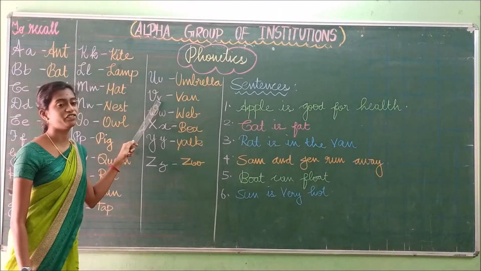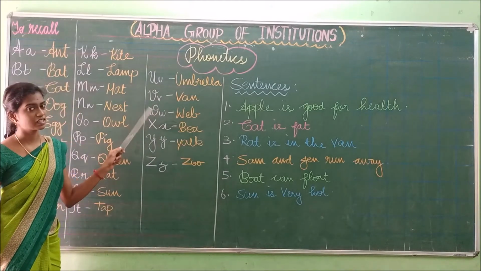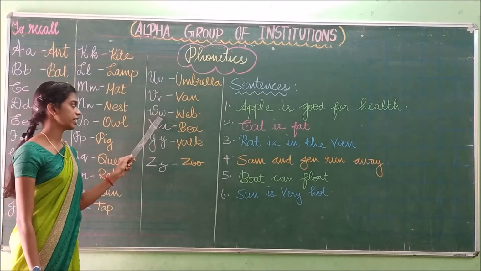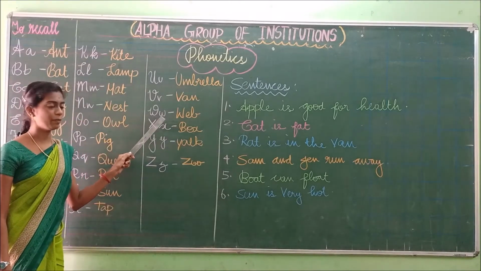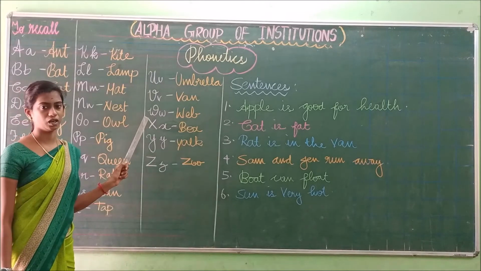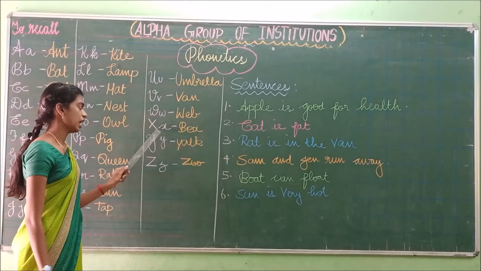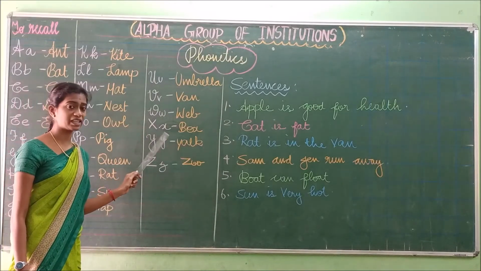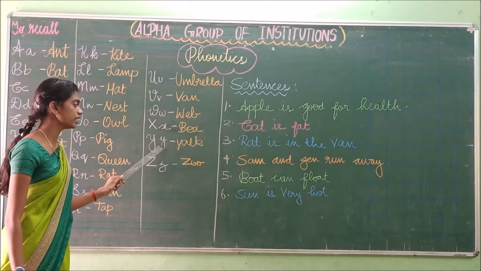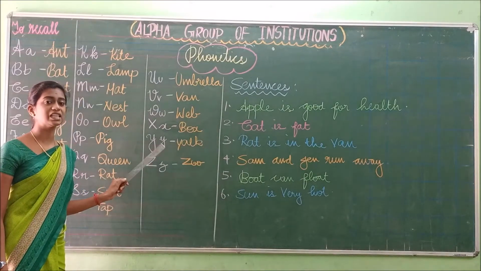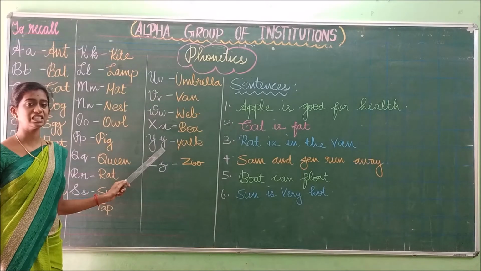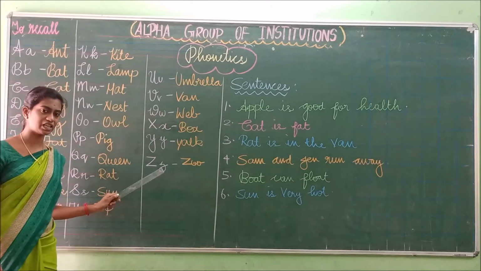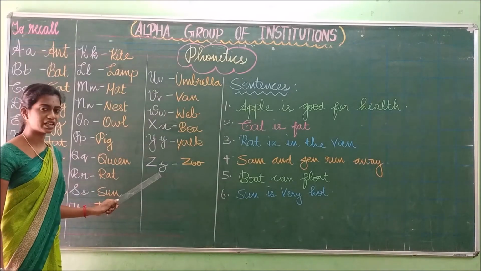And the next letter is V. The sound of V is V. And the next one is W. The W sounds as V. And the next, X. It sounds as X. And the next one is Y. The sound of Y is Y. And the last one is Z. The sound of Z is Z.